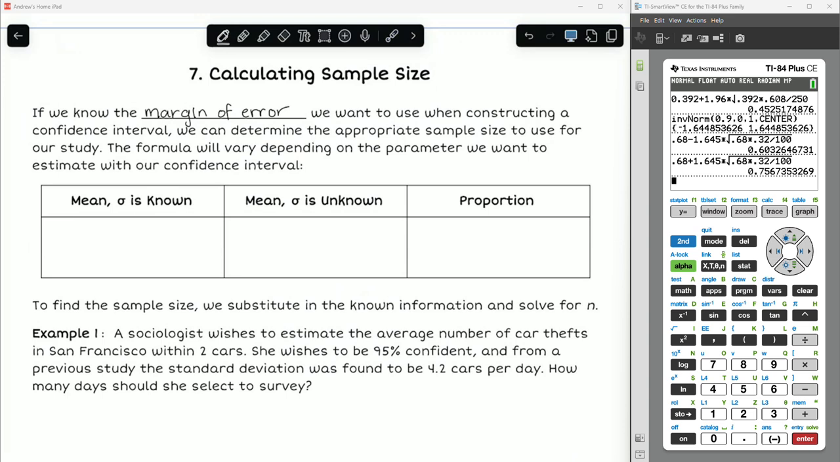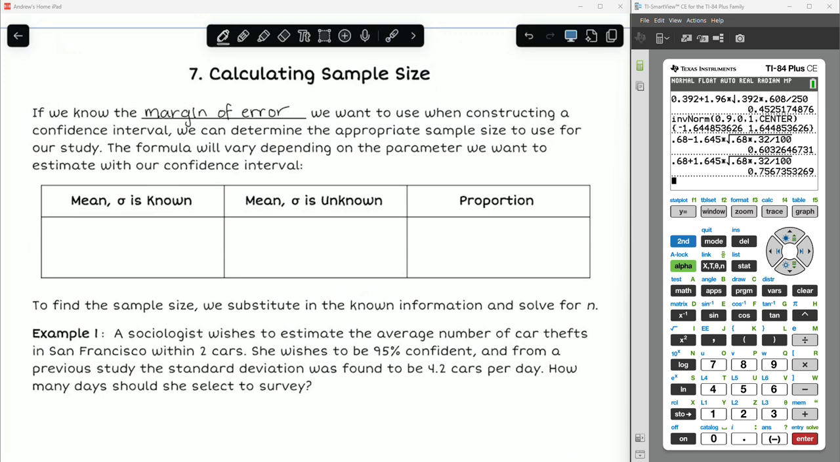So if I know ahead of time how wide I want my interval to be, or how much lax I have in my calculations, I can use that to figure out what an appropriate sample size would look like for my study. The formula for sample size is going to vary depending on the parameter we're estimating, because we're picking off the margin of error from our confidence interval formula, and we saw that changed depending on what we were estimating.